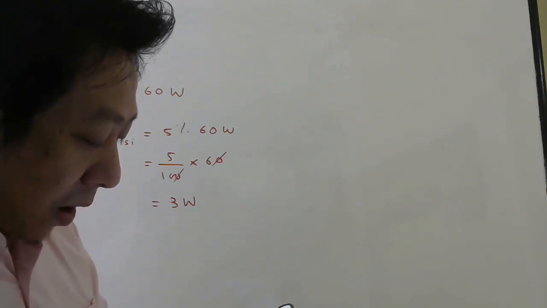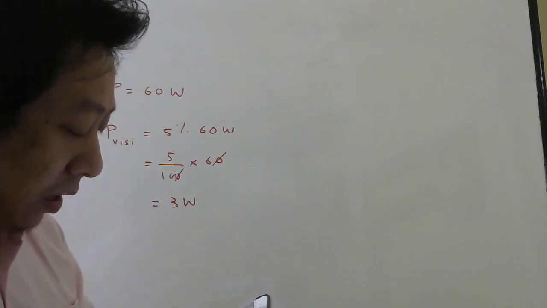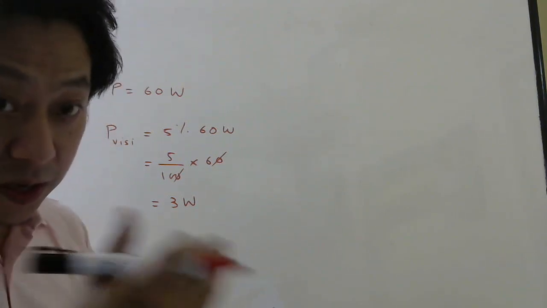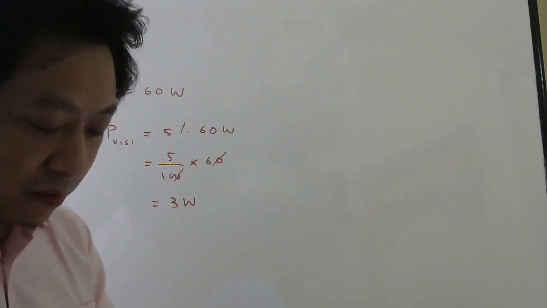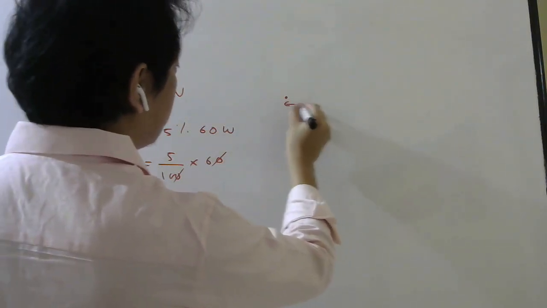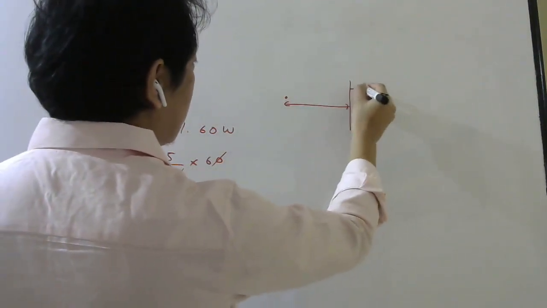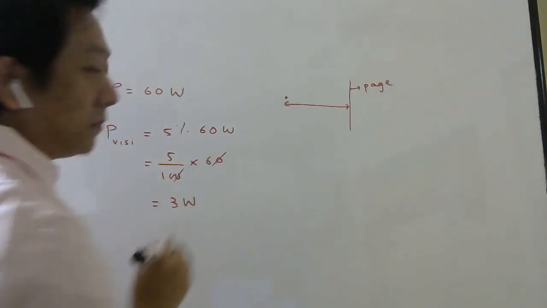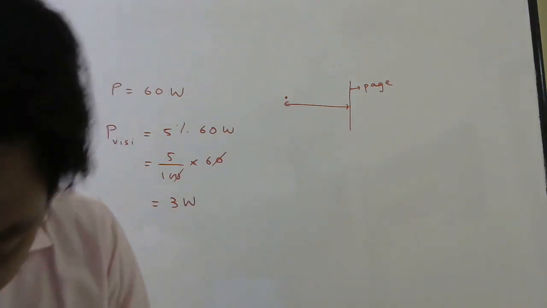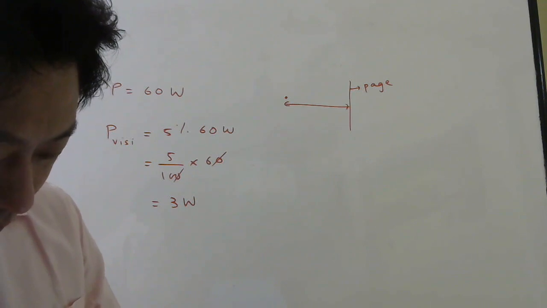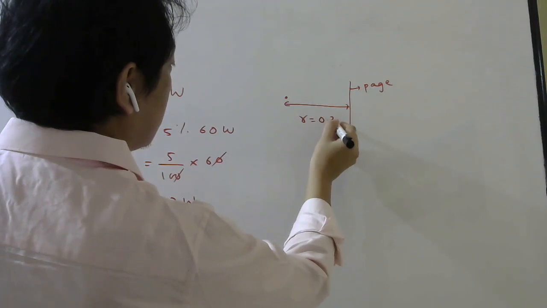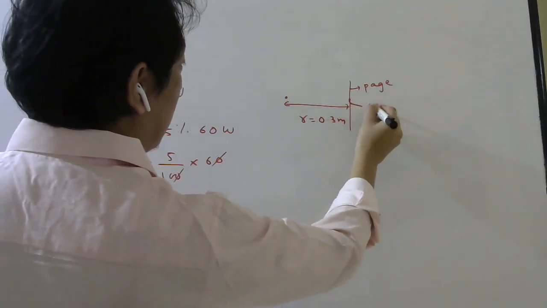Now the maximum magnitude, maximum means peak value, of the electric field of the light radiation that is incident on a page at a distance 0.3 meter from the bulb. So there is a bulb here, and maybe some book is there, a page here. At this distance, which is 0.3 meter, you have to find the electric field peak value.